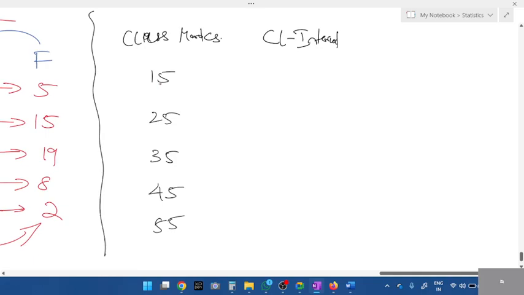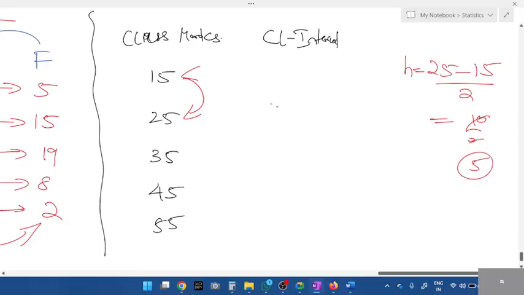Class marks is given, students. Class marks is the middle term. The formula for this is, what is the difference between 20 and 15? Yes, respond all of you. You should calculate like this: 25 minus 15 divided by 2. What's the answer? Divided by 2 is 5.